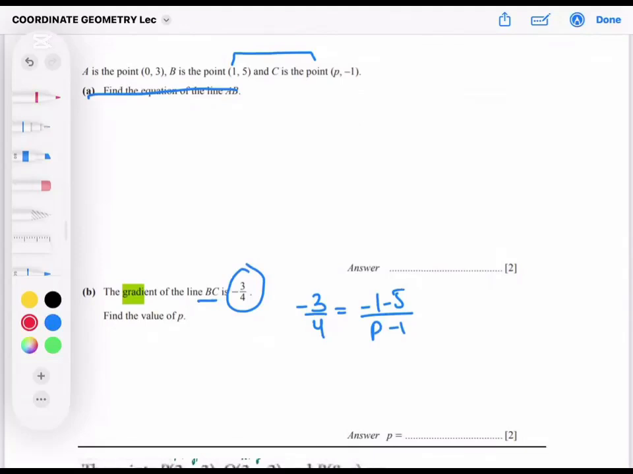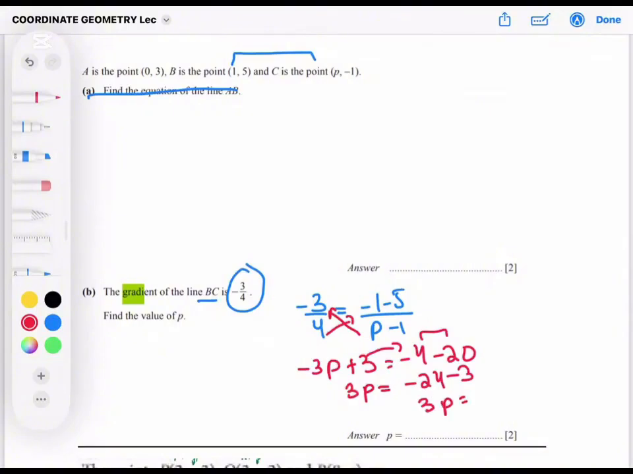So we will cross multiply. P minus 1 will go to this side and multiply with negative 3. So this will become minus 3P plus 3. And 4 will go to the other side, minus 4 times minus 6, so minus 24. So minus 3P, and 3 will go to the other side, is equal to minus 27. Now 3 will go to the side and divide. So the final value will be negative 9. So the value of P is negative 9. Yes. Any confusion in this question?